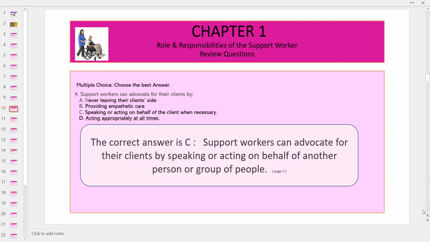The correct answer is C. Support workers can advocate for their clients by speaking or acting on behalf of another person or group of people.